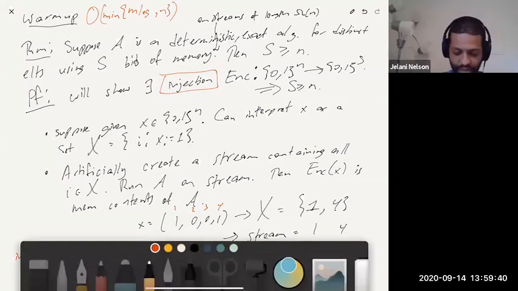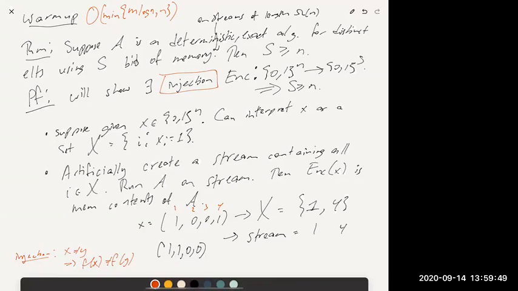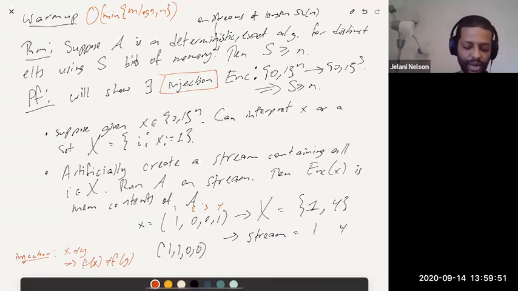So, this lower bound needs to make an assumption about m. Otherwise, you're not going to get an omega n lower bound. What you can say is that this lower bound is actually proving a lower bound of omega of the min of m and n.